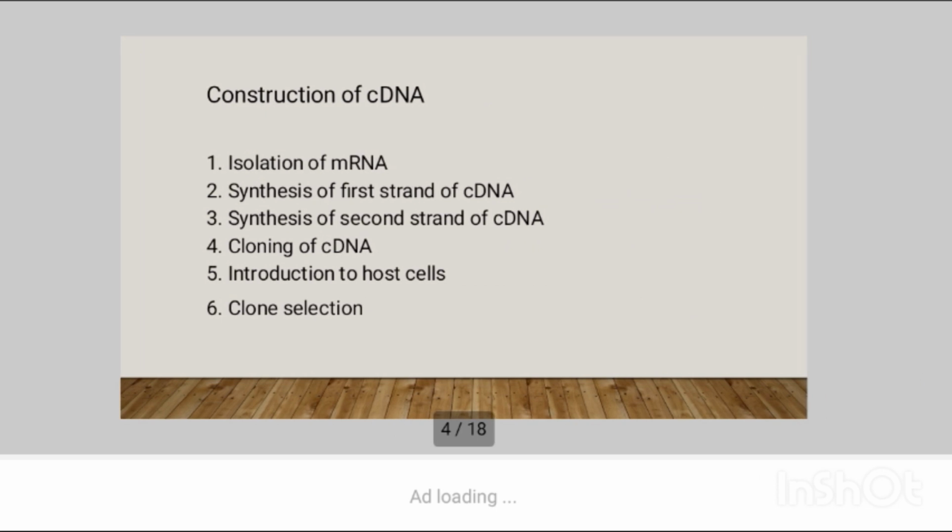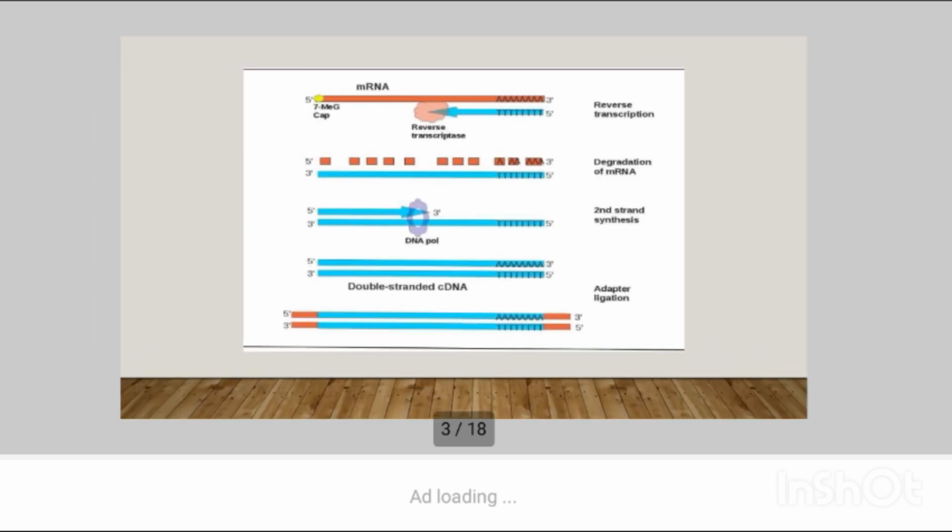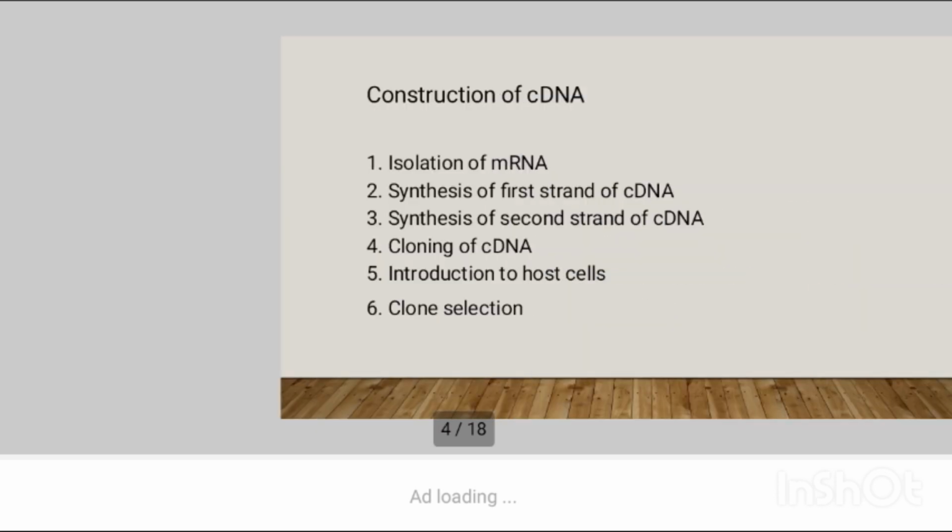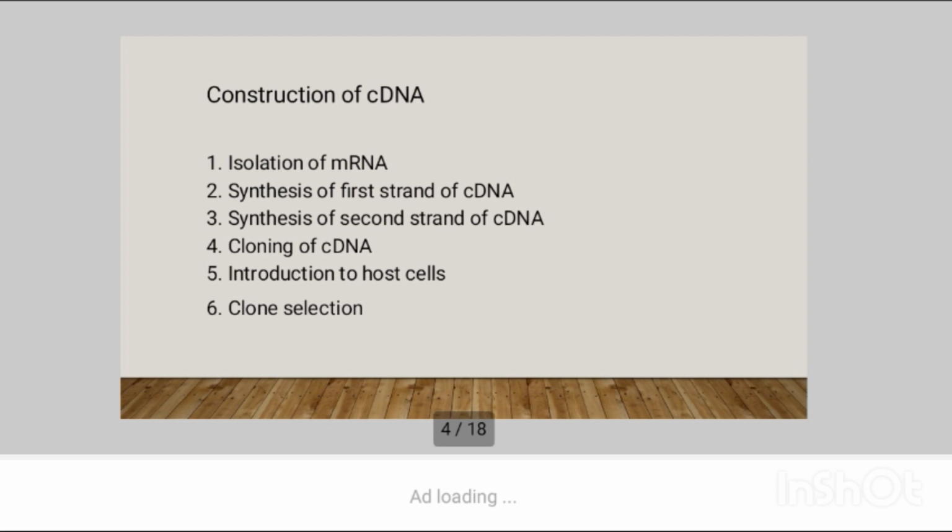Let's see about the construction of cDNA. There are six steps: isolation of mRNA, synthesis of the first strand of cDNA, synthesis of the second strand of cDNA, cloning of cDNA, introduction into host cells, and clone selection. In this picture, we are going to see step by step how we can get cDNA.